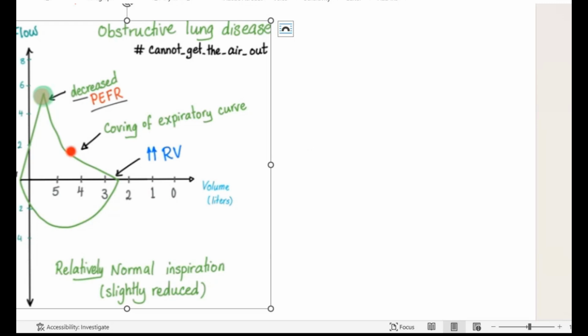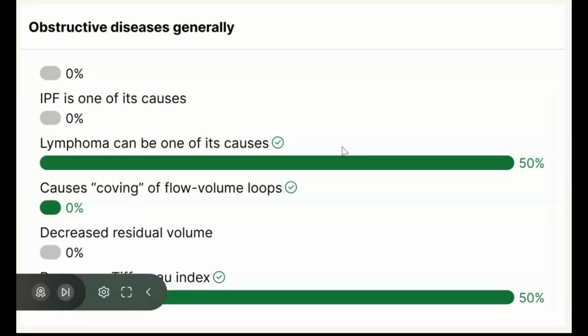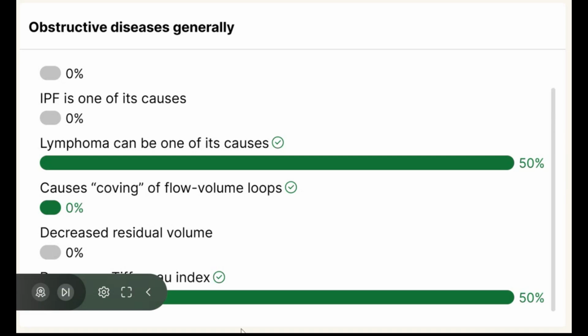And the Tiffeneau index, I think, could you go back to the slide? All right. So the Tiffeneau index is basically another way of saying the FEV1 by FVC, which is normally 80%, or 0.8, and this is decreased in obstructive diseases, but it stays reasonably the same in restrictive diseases because all parameters decrease by the same or similar extent in restrictive diseases.